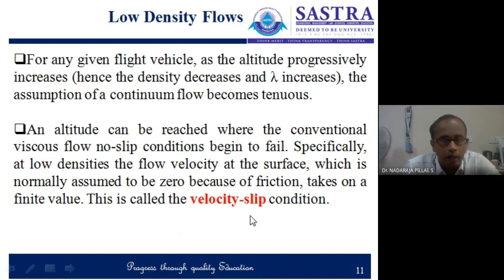Note that the velocity slip condition needs to be considered when we fly at a very high altitude where the density is so small and lambda starts increasing, right? An altitude can be reached where the conventional viscous flow no-slip condition begins to fail. In this case, we consider velocity slip with a finite value at the surface.